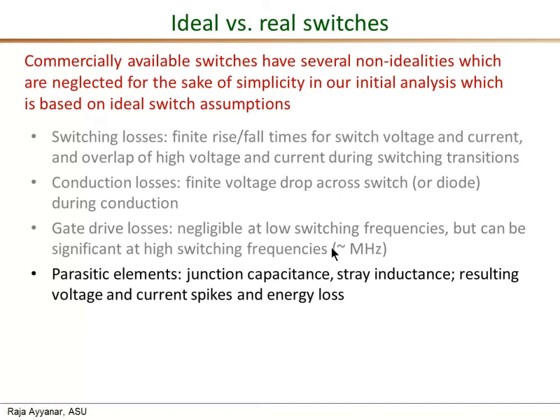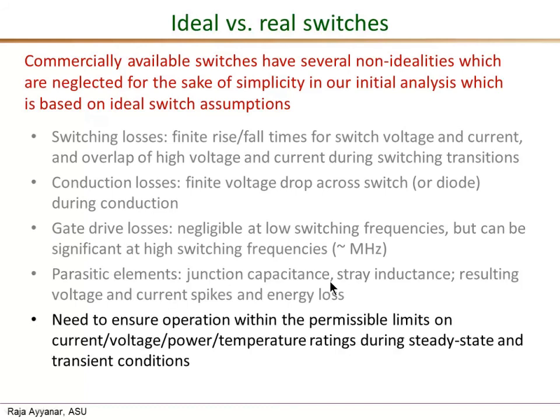And finally, there are several parasitic elements. The chief among them are the junction capacitance of the devices, and the stray inductance and resistance in the wire leads, and these parasitic elements result in voltage spikes or current spikes. And finally, when we select the switches and the diodes, we have to ensure that the permissible limits on the voltage rating, current rating, and the power rating, and also the junction temperature rating, are not exceeded even under transient conditions.